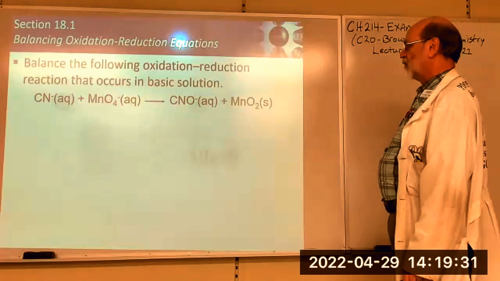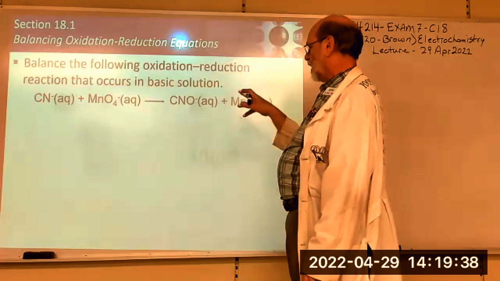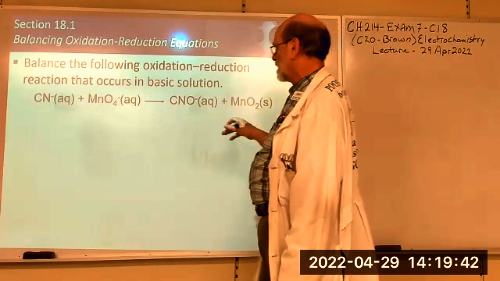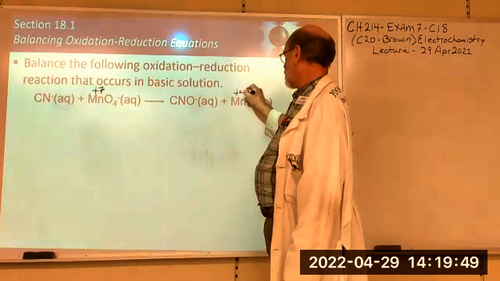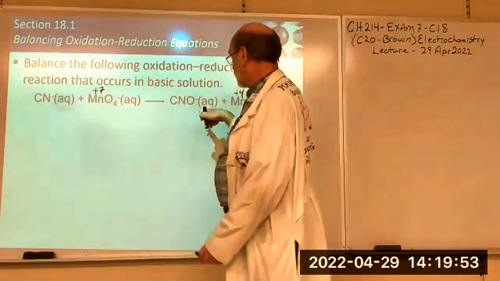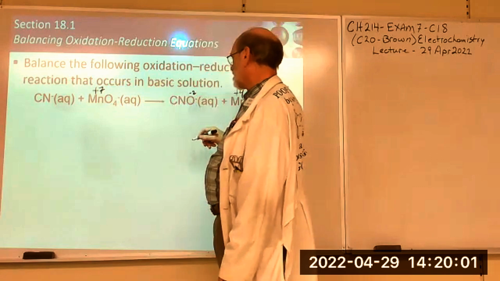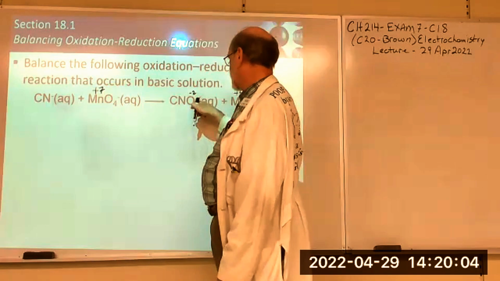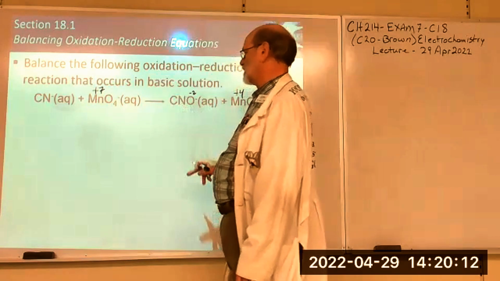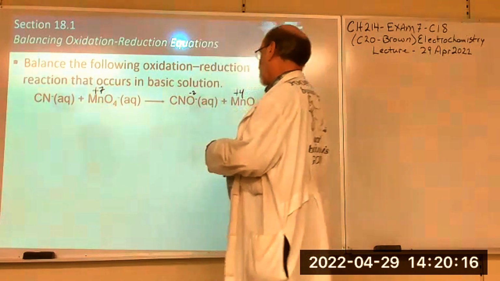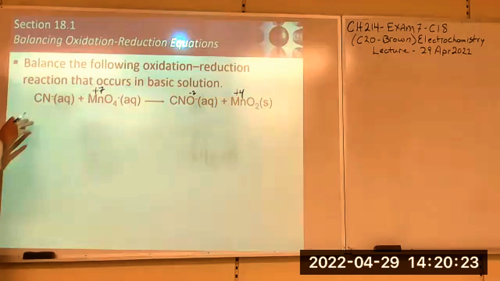Okay, so if we're going to balance this one in basic solution, we've got to do the acid version first. And we have to decide which one is oxidized, which one's reduced. We did this one before. This is +7, and this one would be +4. This one, we say oxygen is -2. But it has a negative charge, so that contributes +1. But how do we do these? Carbon and nitrogen. Right, because we don't have rules for these.